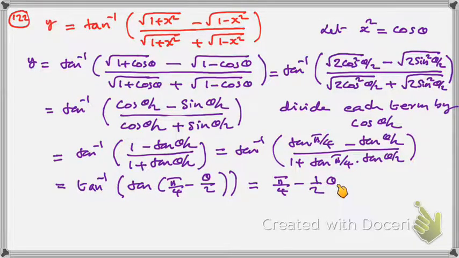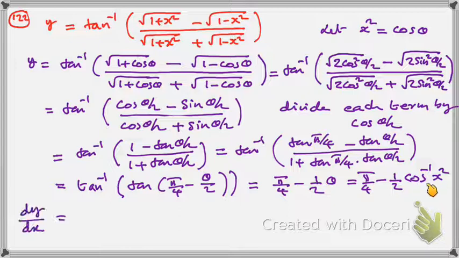And what is theta? Cos theta is equal to x square. So theta would be cos inverse of x square. We know our substitution is cos theta is equal to x square. So theta is equal to cos inverse of x square. So pi by 4 minus half cos inverse of x square. That's your y. And now I'm going to differentiate.